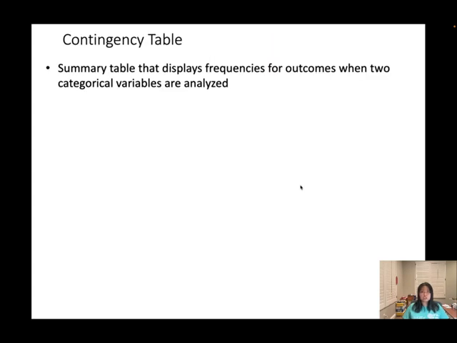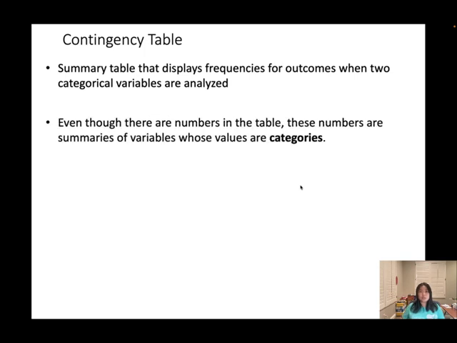Second, let's talk about the contingency table. It's a summary table that displays frequency for outcomes when two categorical variables are analyzed. Even though there are numbers in the table, these numbers summarize variables whose values are characteristics. So a contingency table is when you have two categorical variables, and they may have a relationship with each other. Even though we use numbers, these are not numerical variables.